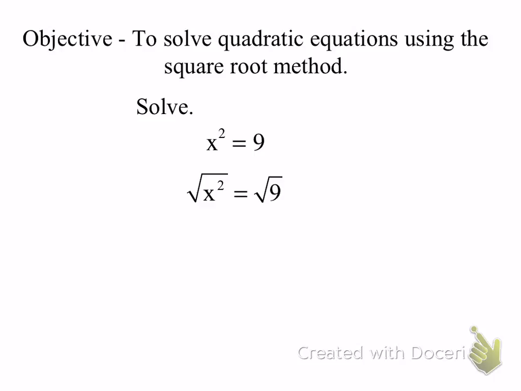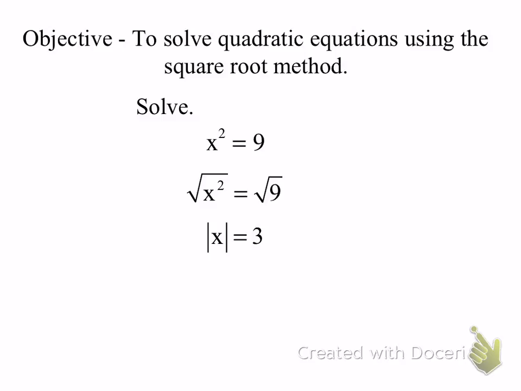What is the value of the square root of x squared? The absolute value of x. And the square root of 9 is 3. So now, to lose that absolute value, what are the values that could be?